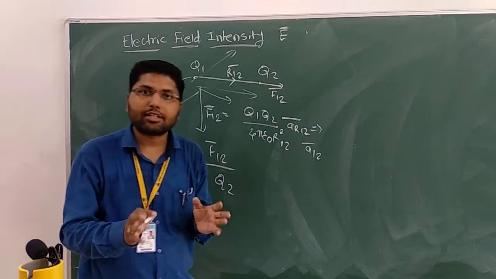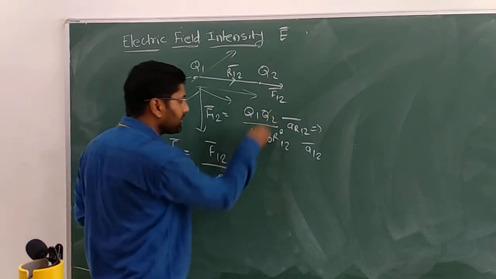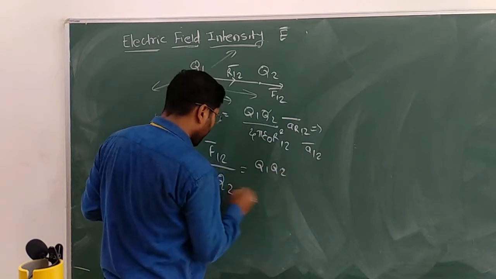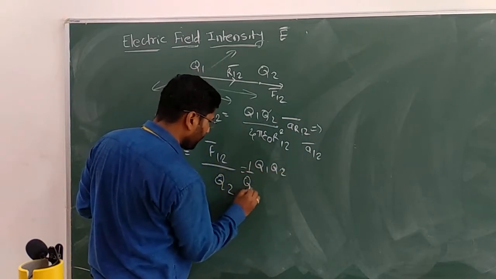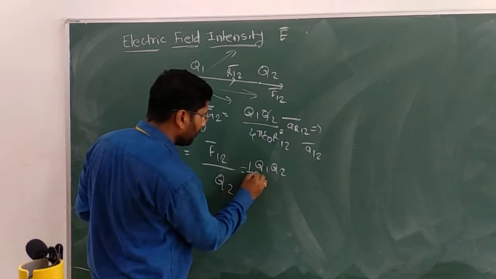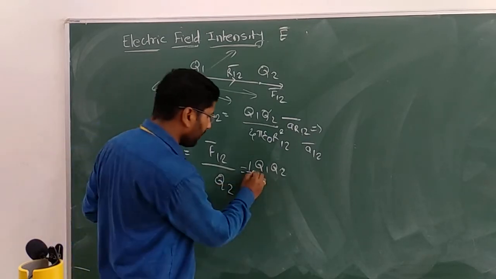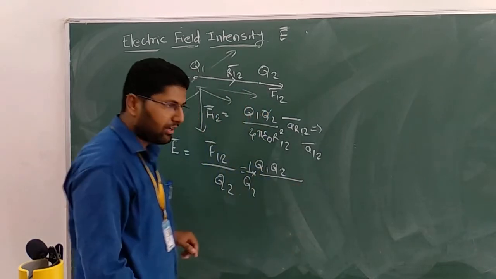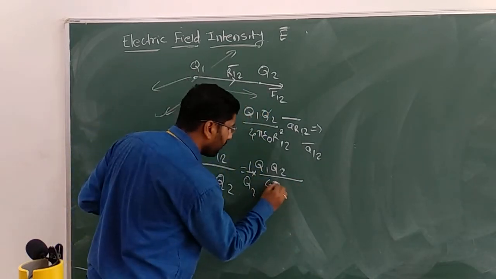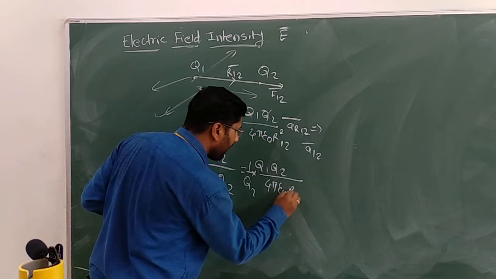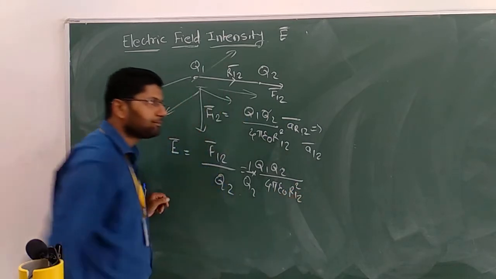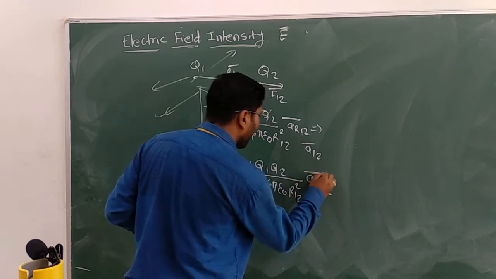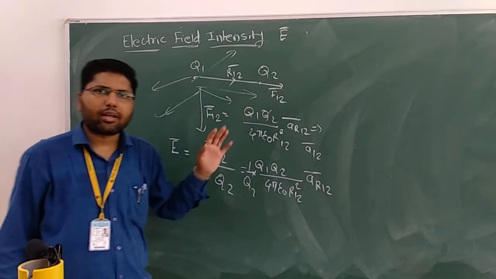What will be the only change? This Q2 gets cancelled. So I will write here Q1, Q2, and 1 by Q2 into, I am saying it is not a cross, it is into Q1 Q2 divided by 4 pi epsilon 0 R12 square and A R12 bar. We don't have to do anything different.